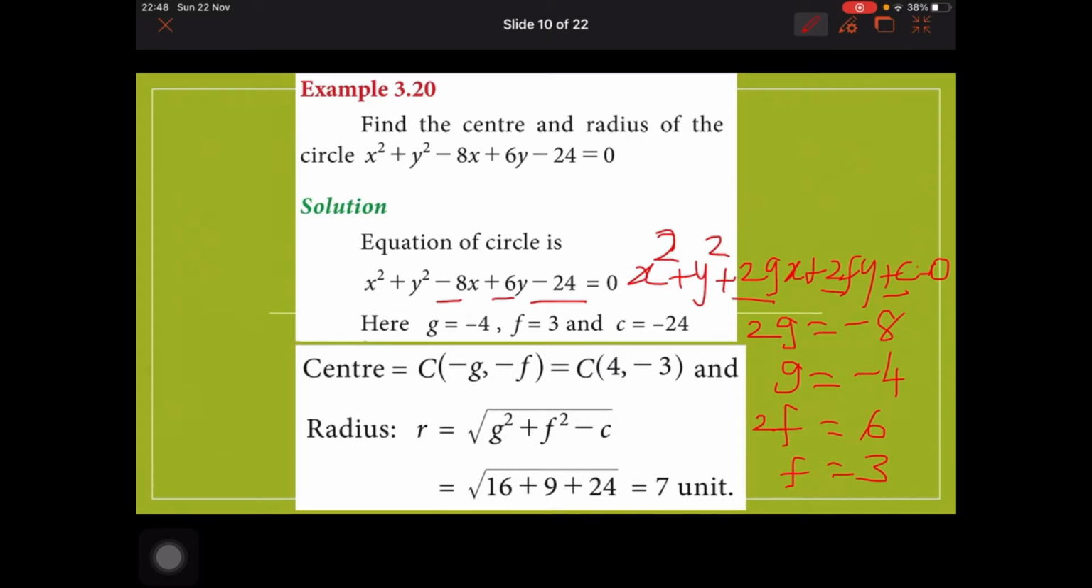If we are using the general equation of the circle, the center is (minus g, minus f). So, minus g is minus of minus 4, so it is 4. Minus f means minus 3. Now, the radius formula is square root of g square plus f square minus c. So, square root of 16 plus 9 minus of minus 24, it will be plus 24. While adding, it is 49. So, square root of 49 is equal to 7 units.